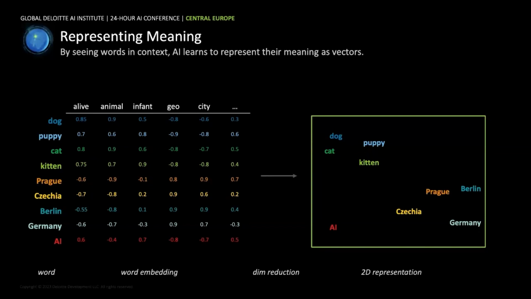This is a little bit complex to imagine, so let's simplify. We can reduce the dimensions to just 2D and show in this picture how such a space would look. So for example, you can see that the words that are more similar to each other, such as dog and cat, would get close to each other. And words that are not so much related in meaning, such as dog and Prague, would get further apart.